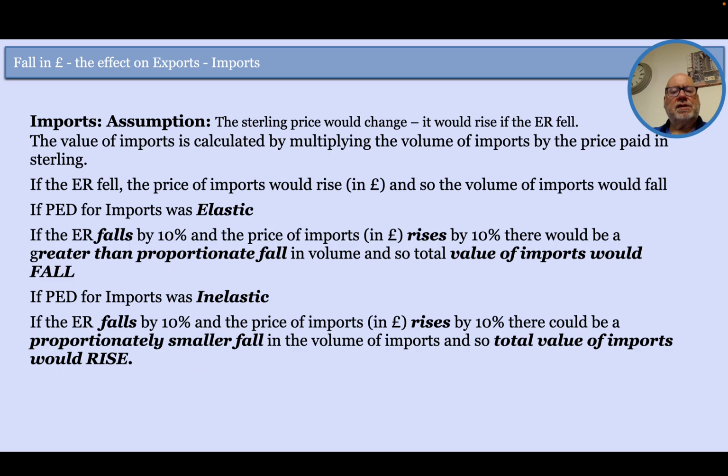If it's inelastic, the 10% fall leads to the import prices rising by 10%. The proportionate change in the volume is going to be much smaller now, and so the total value of imports is going to rise. So what that's saying is, if the exchange rate goes down by 10% and prices of imports of a lot of our food goes up by 10%, we really can't cut our demand for food very much. And so even though the volume will go down, it might only go down by 1%, we're paying 10% more, we're cutting our quantity by 1%, so the value of imports will rise. Okay, so whereas with the exports, it always rose, with the imports, it depends on the elasticity.